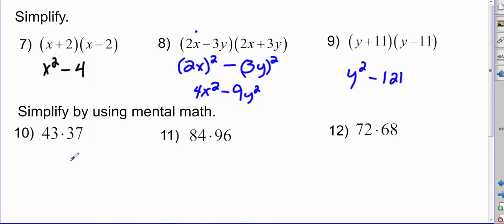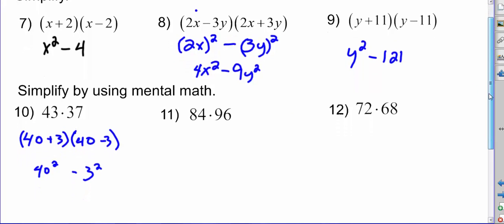Now we're going to run into some more of these, or we're going to use some mental math. And so on these, what we're going to do is figure out that 43 is basically, we already know 43 is basically 40 plus 3. And then 37 is 40 minus 3. So look at that. We have the difference of squares. All we have to do is take 40 and square it, and 3 and square it.